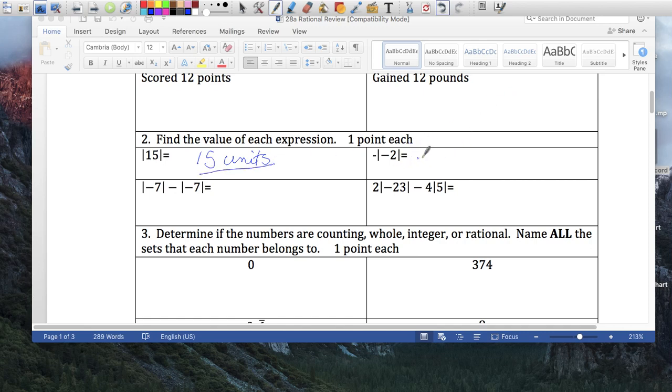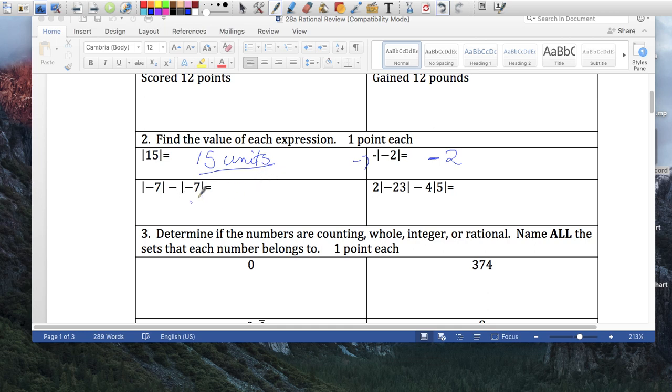All right, over here, there is a minus sign outside the absolute value symbol. Okay, we're going to leave that there. I'm going to take the absolute value of -2, and the absolute value of -2 is 2. So this eventually becomes -2. Okay, you can't throw this guy out.